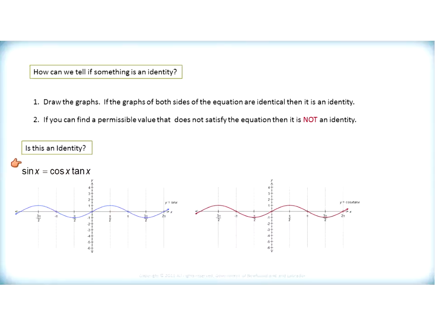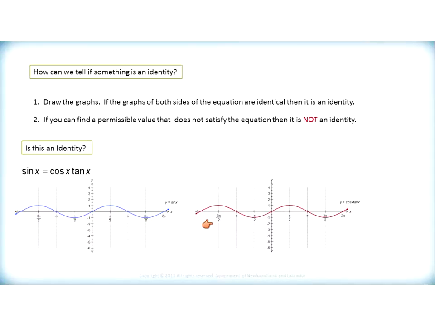So if we look at this equation here, sine x equals cosine x times tan x, is this an identity? Well, I've graphed both equations for you. I've graphed y equals sine x, and I've graphed y equals cosine x times tan x. Is this an identity? If we look at both graphs, we see that both graphs are identical. So we say that yes, this is an identity.